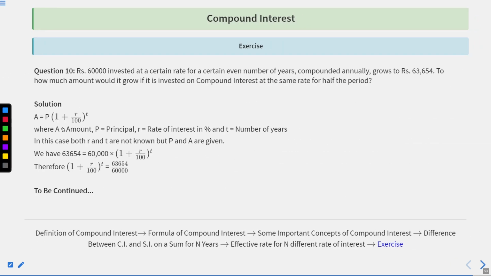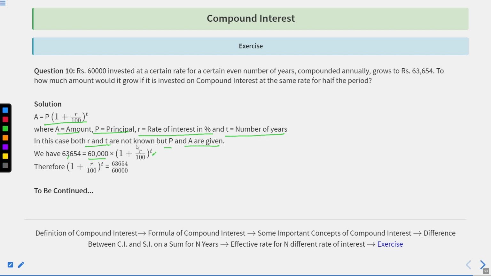So the solution: amount is equal to principal into (1 plus R upon 100) to the power T, where A is amount, P is principal, R is the rate of interest in percent, and T is the number of years. In this case, both R and T are not known, but principal and amount are given. So we have 63,654 equal to 60,000 into (1 plus R upon 100) to the power T.